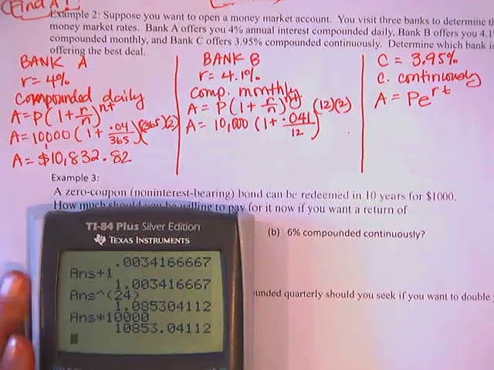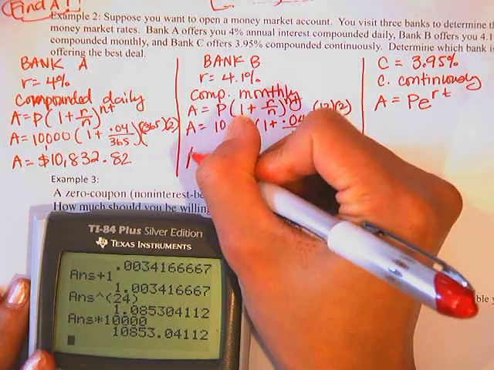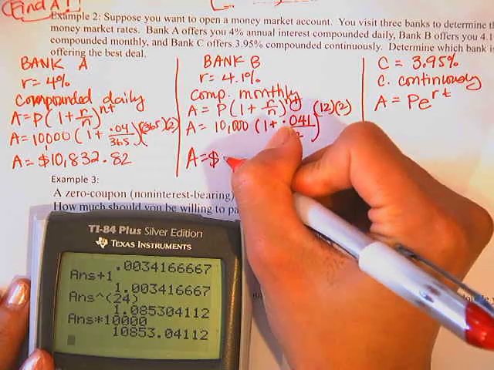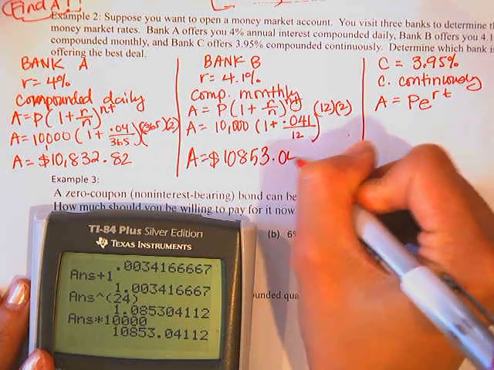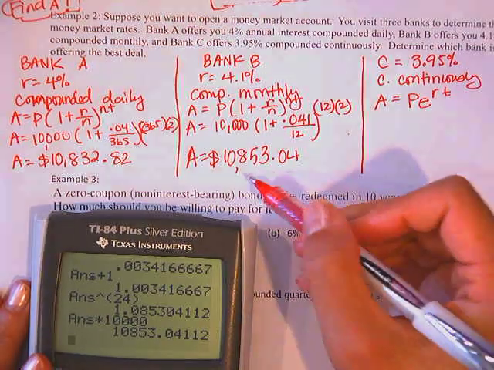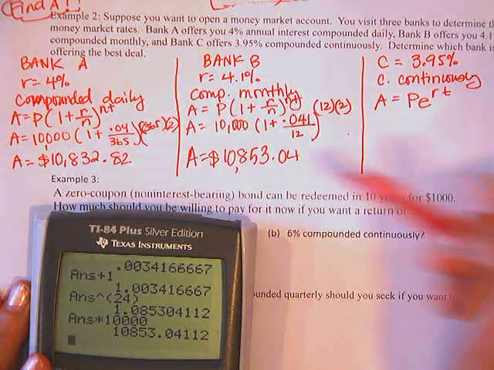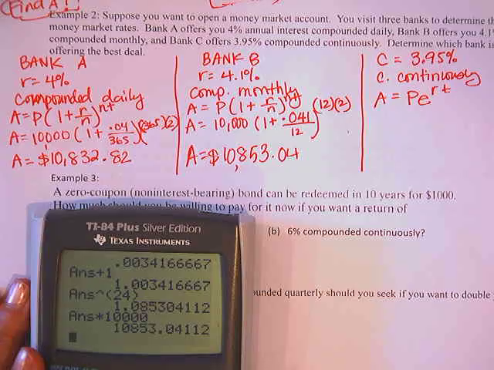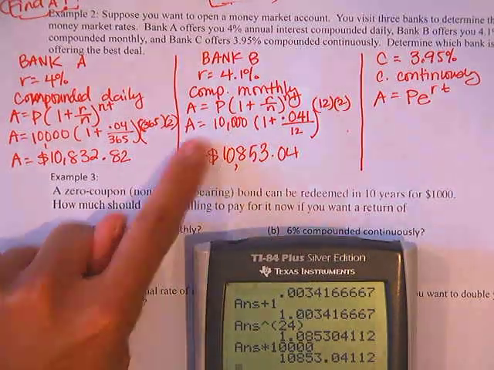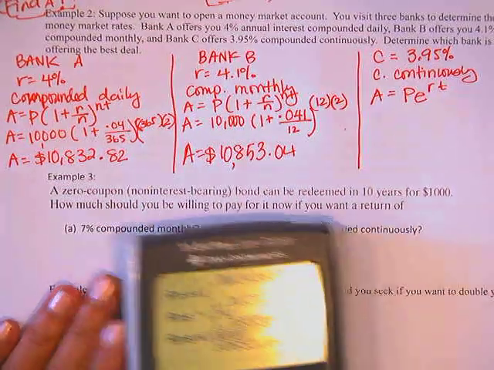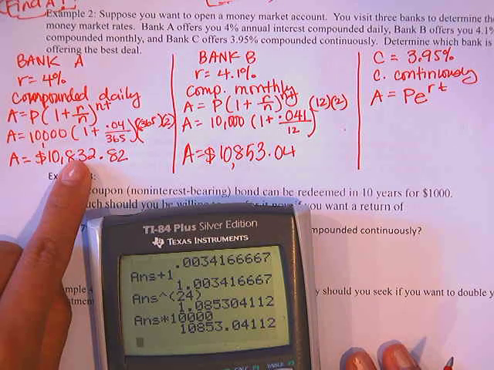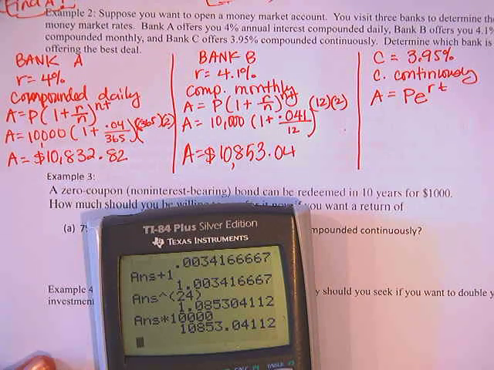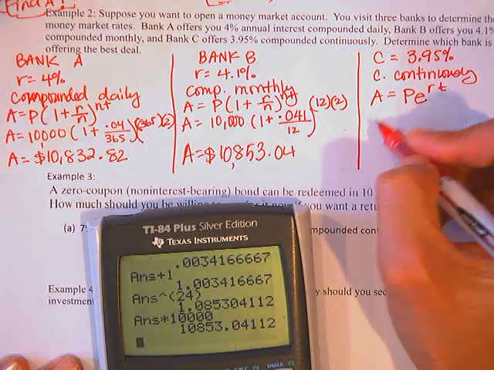Okay, so I have A equals $10,853.04. So far, the 4.1% is beating this one, it's offering a better rate. It's about, what, 20 bucks? Okay. Then how about continuous?